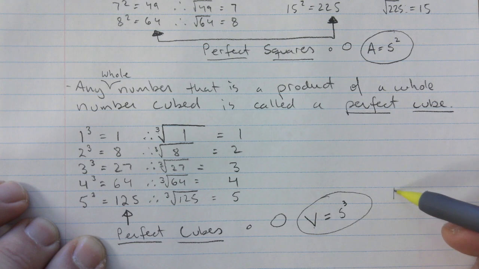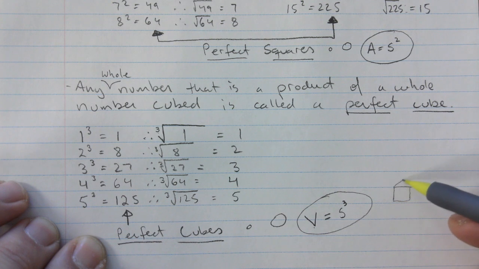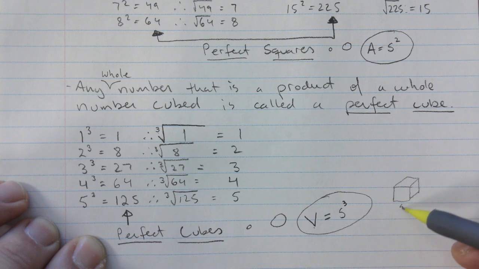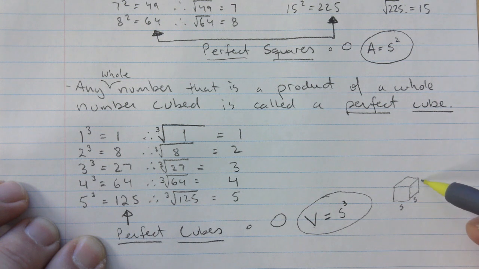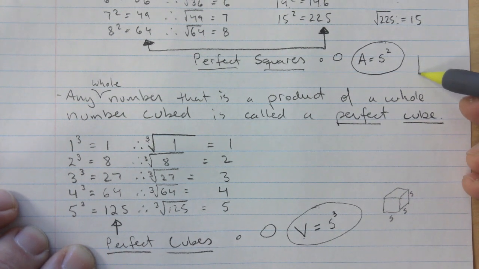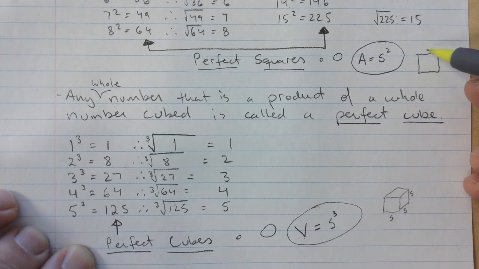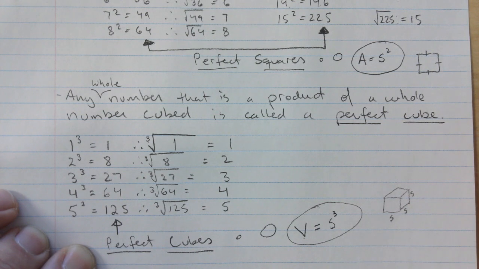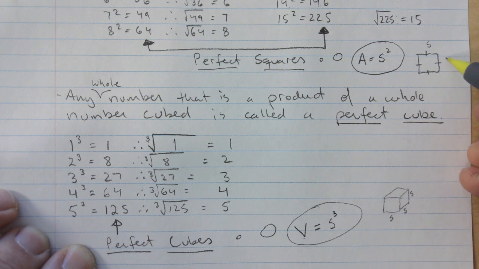So let's try to make a cube here. Okay. Side, side, side, right? Versus up here, area is just flat, right? All sides are the same. So this is side and side there.